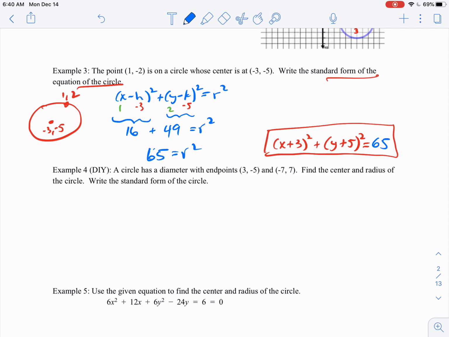Now, remember, the way I did it, I solved for the r squared, 65. If somebody asked you what's the radius, or those of you that did the distance formula, you would end up with r, or the distance, as the square root of 65. Then you have to square that, because this is always r squared in the formula.